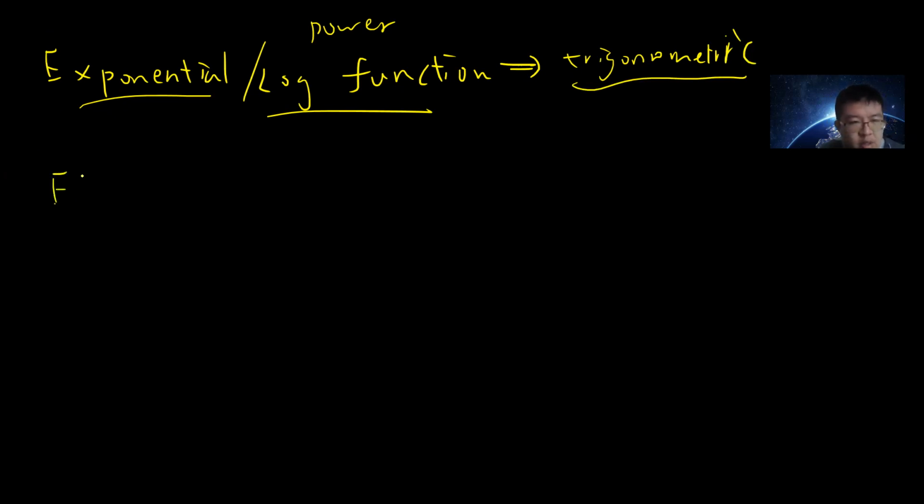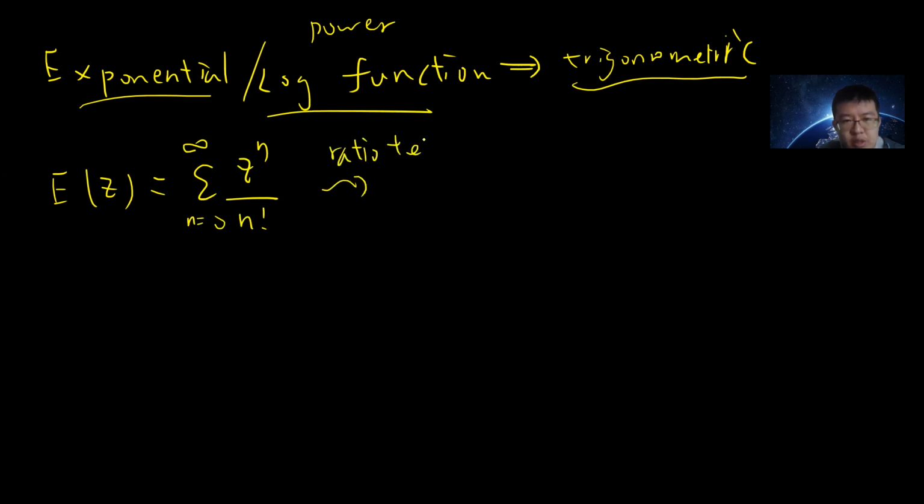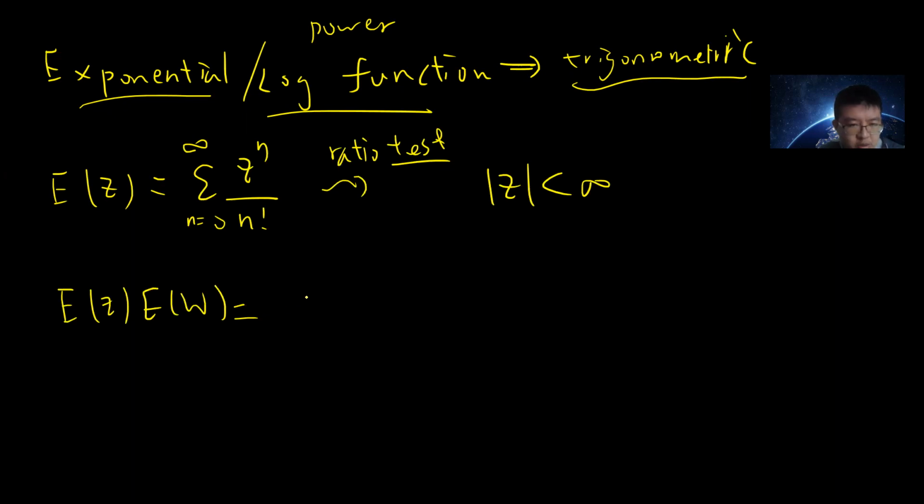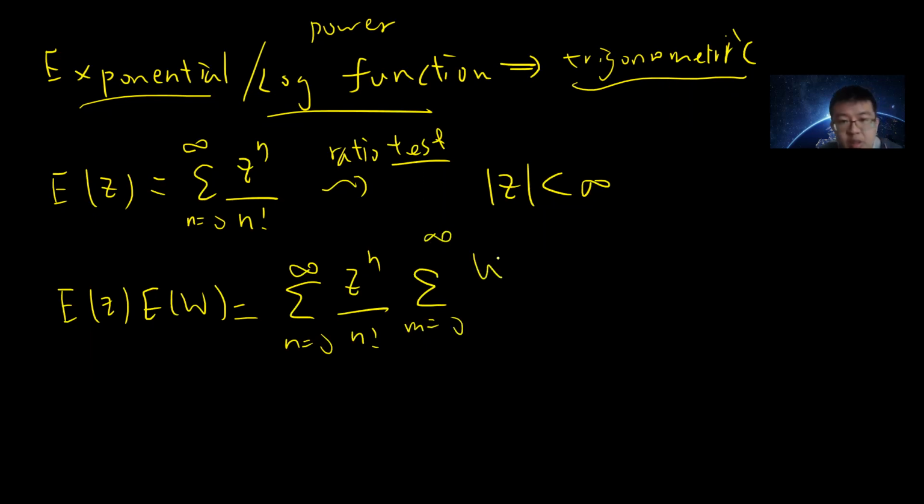So let's define e of z to be the sum of z^n over n factorial from 0 to infinity, and then you can use the ratio test to prove that the convergence radius will be infinity. So wherever z is, it will converge, and the key property is this one. You can compute the product of two of these, and prove this to be this.